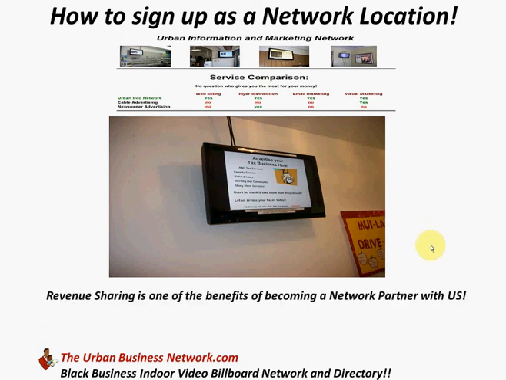Like I said, revenue sharing is one of the major benefits of becoming a network partner with us. Out of all of the benefits, I think the revenue sharing is something that really could help a lot of different businesses, and also the other support, the web support, the network support, where once you're on our system, you're going to have your business at all the other locations on that tier. So I mean, it's just unbelievable.